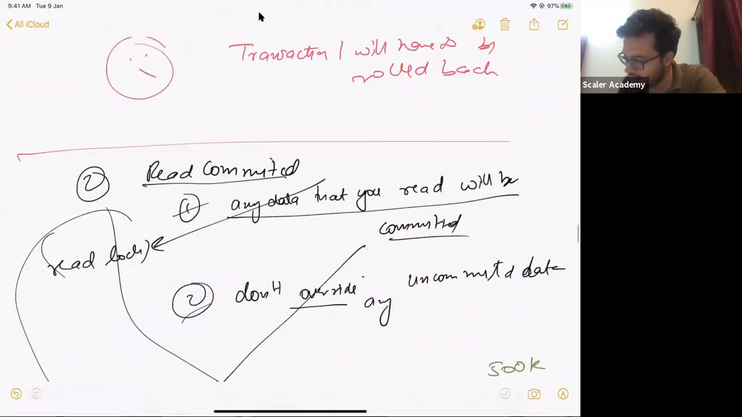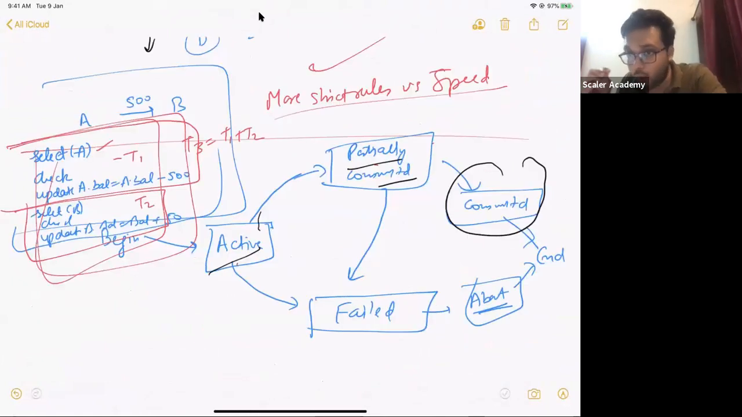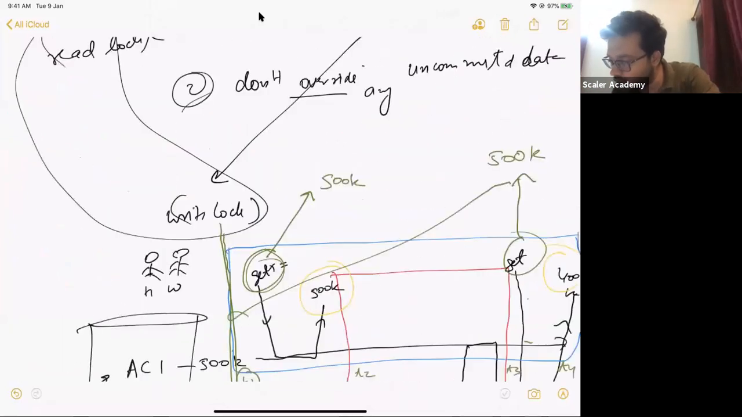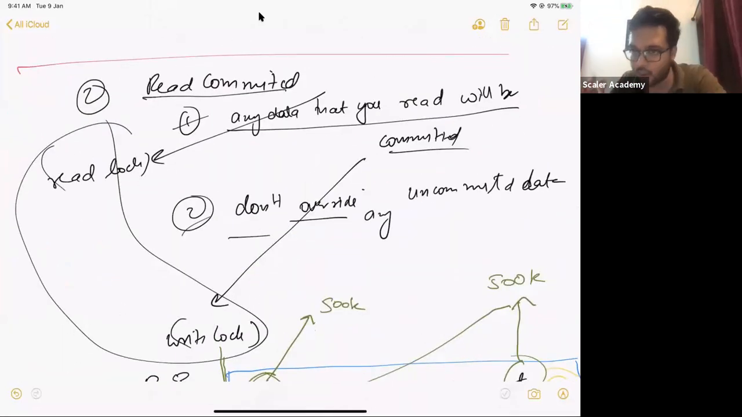So what does that mean? The data that you're reading only changes because of some other transaction once that transaction has committed. Does that make sense? Is it a good way to put it? The data that you're reading from any transaction reflects the effect of any other transaction only when that transaction has been committed. Makes sense. So this was the first guarantee. The second was that it will not overwrite any uncommitted data. I hope it makes sense.